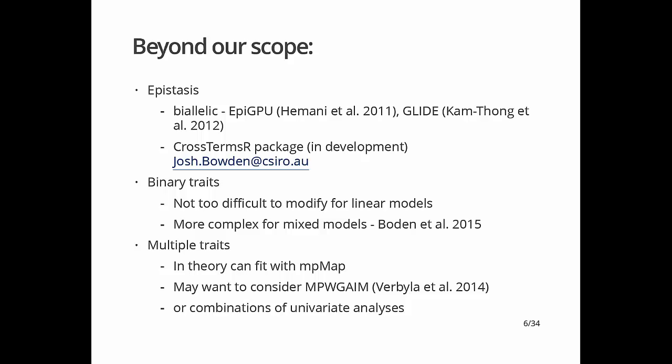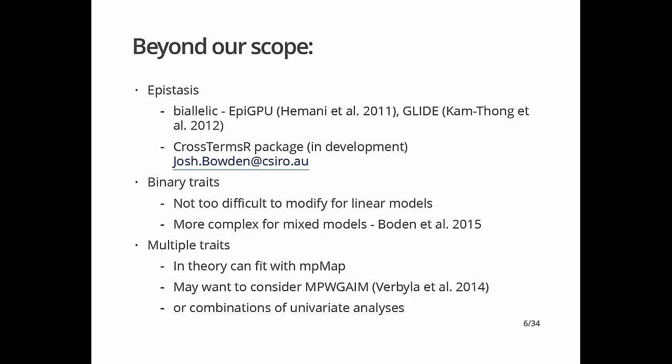If you want to look at the full model or anything else, then there's a collaborator at CSIRO, Josh Bowden, who's working on an R package which can be used generally for multi-parental populations. In terms of binary traits, while they're not too difficult to modify for linear models, they're not built into MP-map at the moment. And they are more complex for mixed models. So I have some collaborators at CSIRO who have fit mixed models with binary traits, and they published that earlier this year, but it's not a simple process.